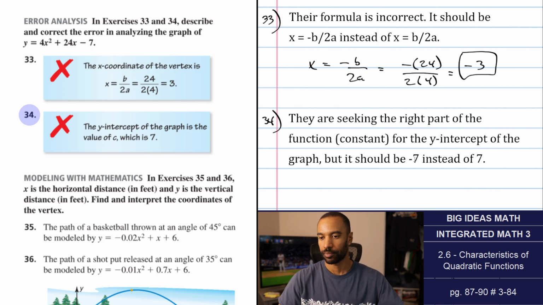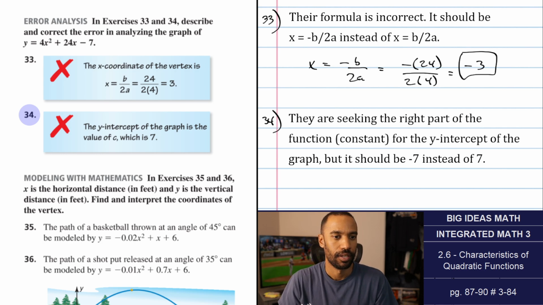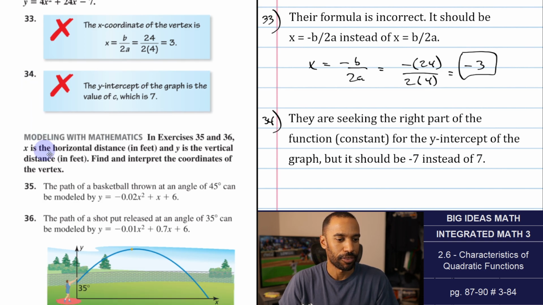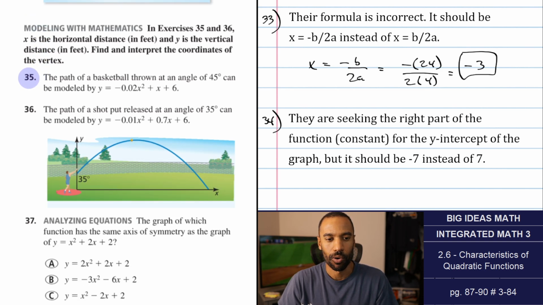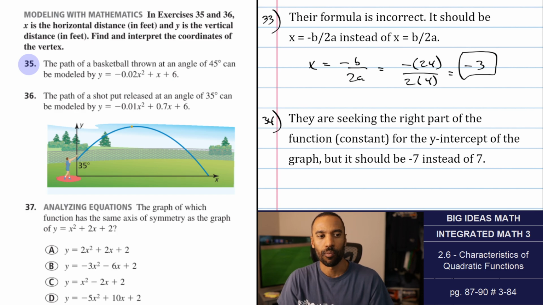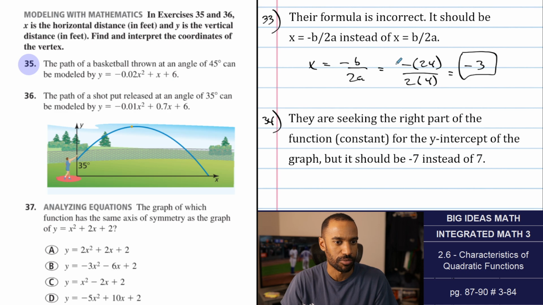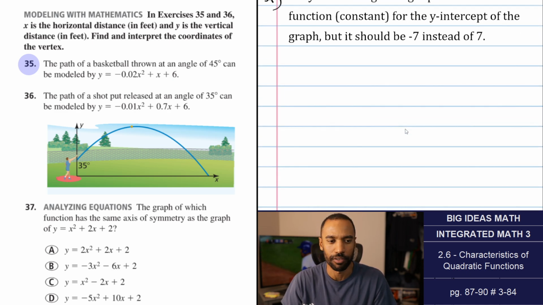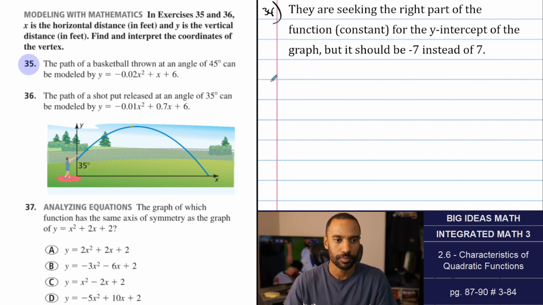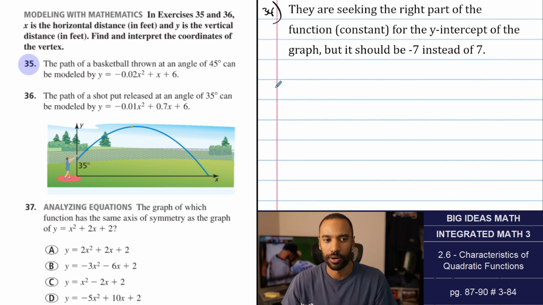Okay. Let's go to exercises 35 and 36. X is the horizontal distance in feet, and Y is the vertical distance in feet of a toss of some sort. What is it? A shot put? Oh, this is a different question. 35 and 36 are two different questions. Find and interpret the coordinates of the vertex.